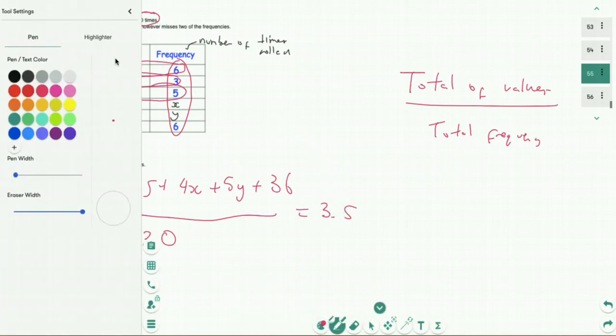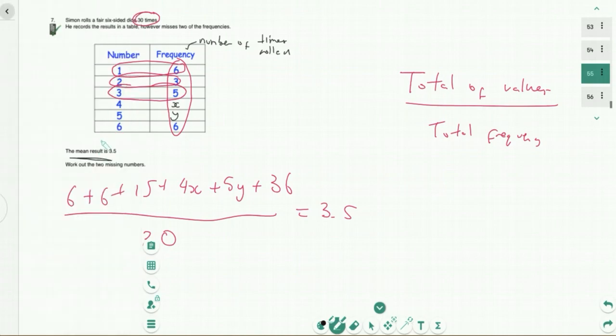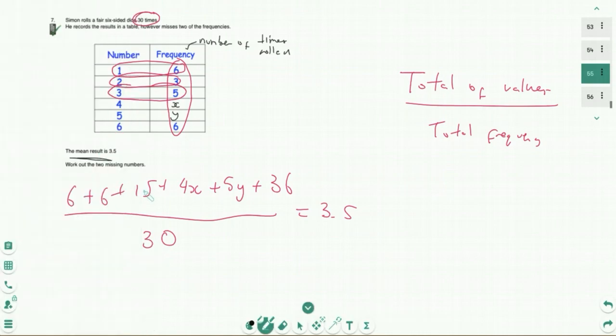Then I'll combine the like terms on the top. All right, so 6 plus 6 is 12, plus 15 is 27. 27 plus 36 is 63. So it's 63 plus 4x plus 5y over 30 equals 3.5. All right.